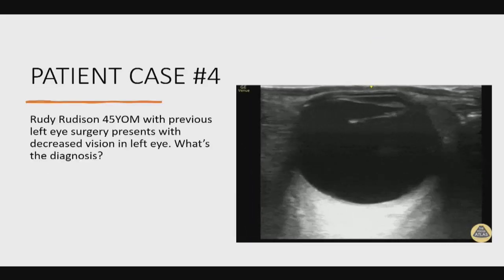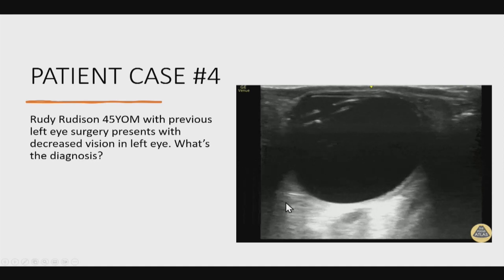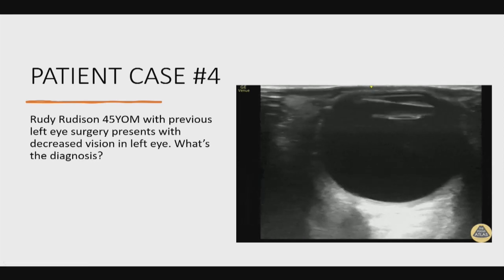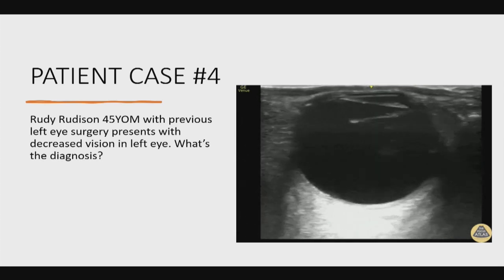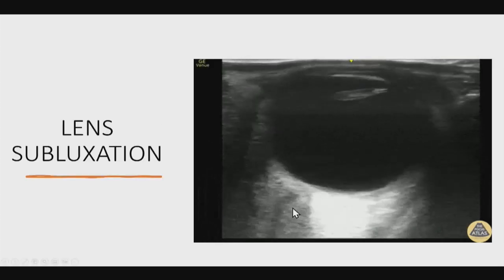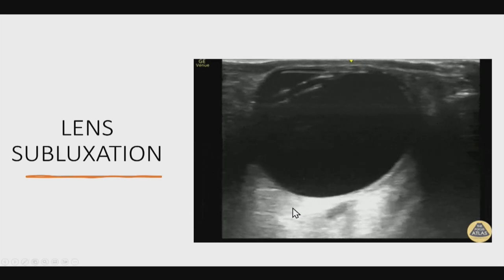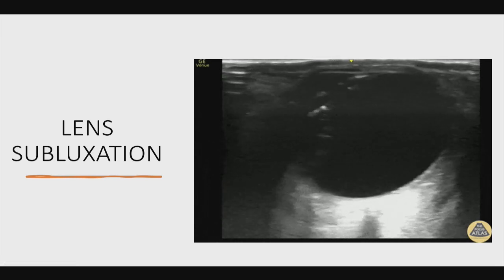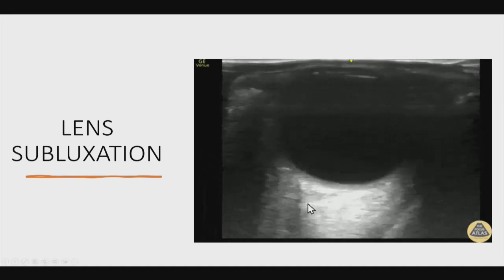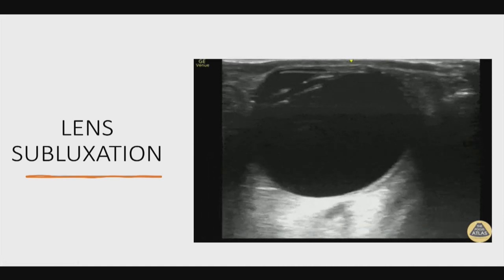All right, so we have Mr. RR who comes in. He's told you he's had some eye surgery in the past, doesn't really know when, but he's telling you that he has some visual field deficits. You scan through his eye. Is there anything that sort of points out to you? Exactly. That lens is a bit shaky.